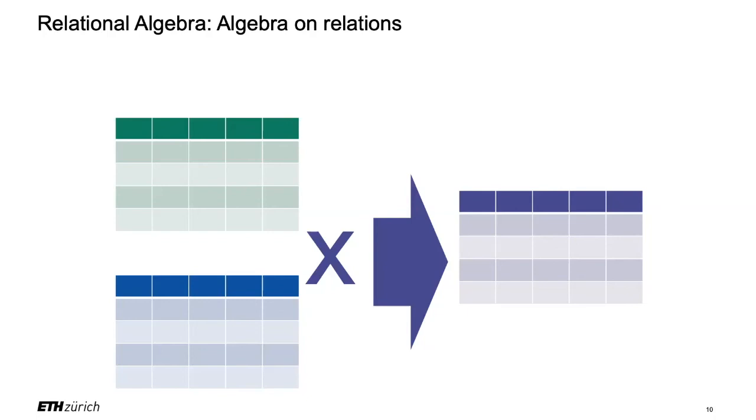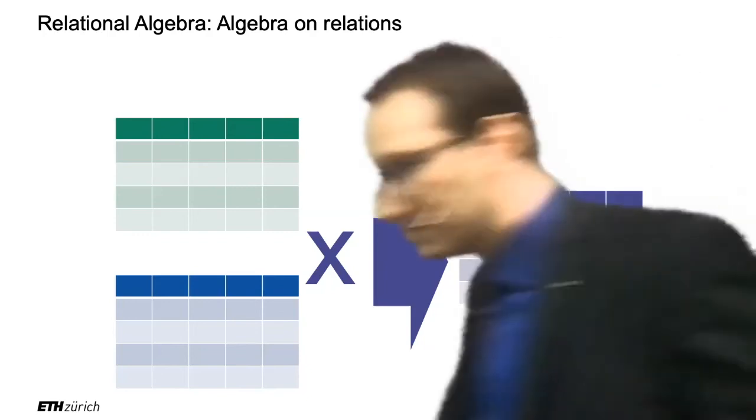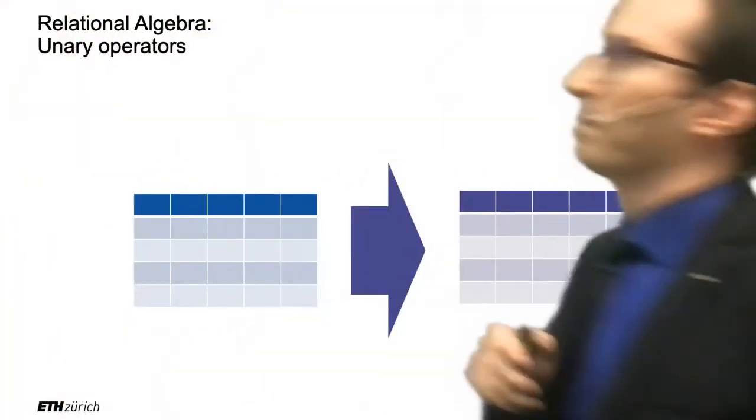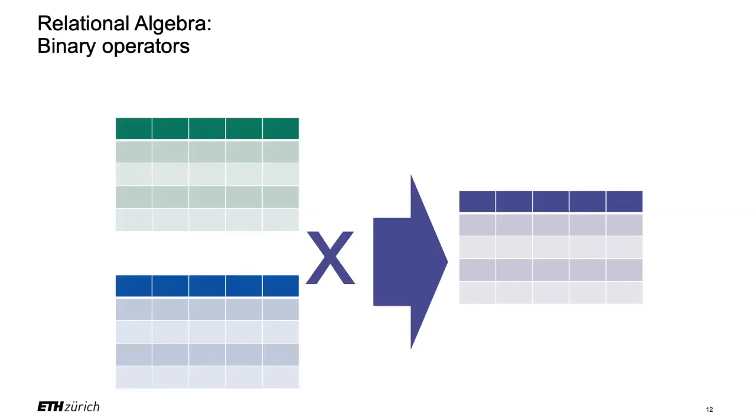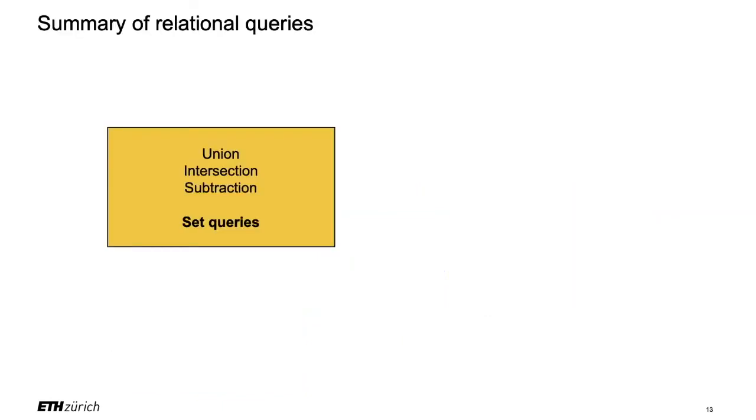Let me check the time. Okay, so we'll have also unary operators that take one table and return a table. We'll have binary operators, that's like plus and multiplication.